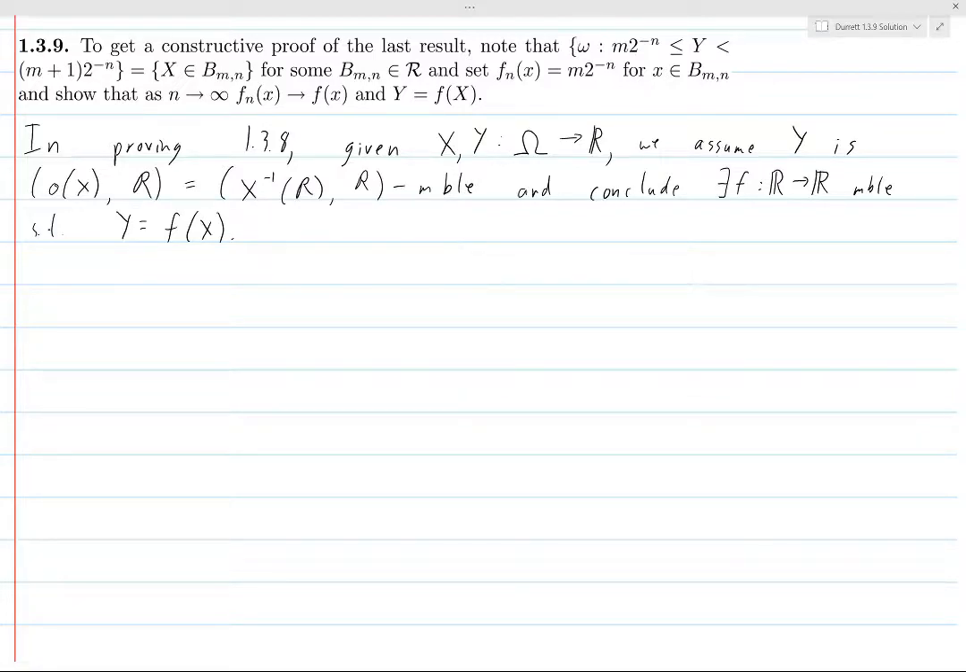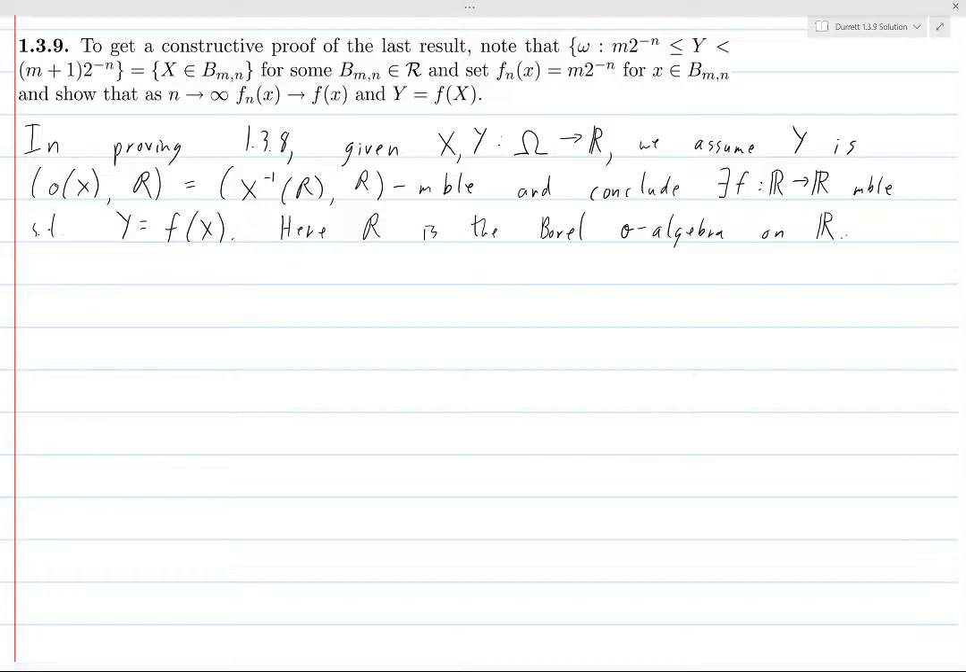So also here R, which is not the real numbers. This is just uppercase R rather than boldface R. So uppercase R is the Borel sigma algebra on the real line R.